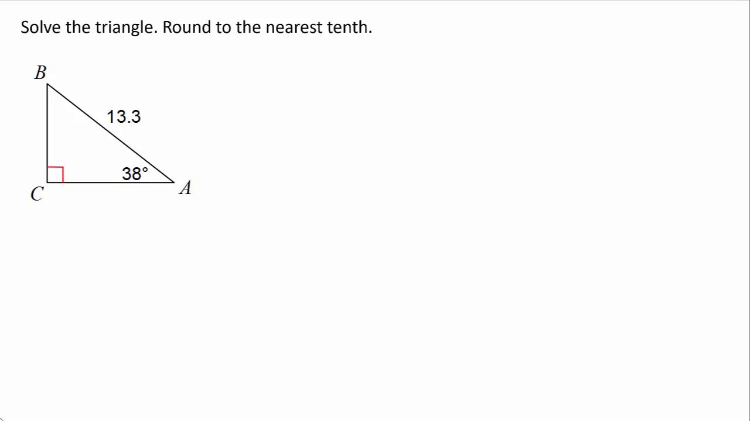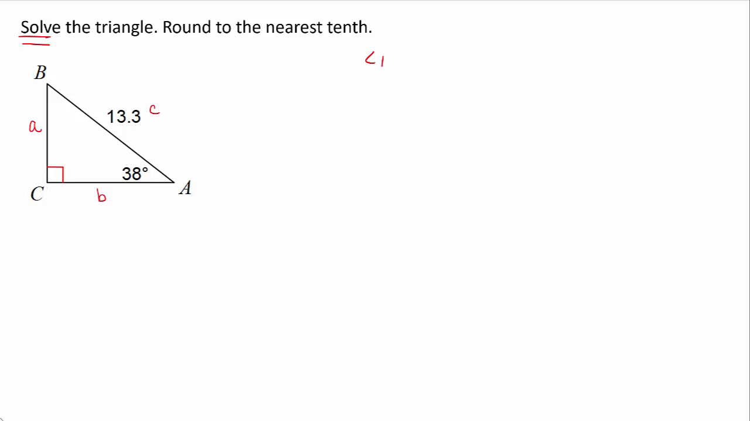Okay, in this example, it's a little bit different because it says solve the triangle. Solve the triangle means we want to know every missing side and every missing angle. So let's look at this for a second. This is angle A, and notice we use capital letters. So what we usually do to identify our sides is across from angle A would be side lowercase a. Across from angle B would be side lowercase b, and across from angle C would be side lowercase c.